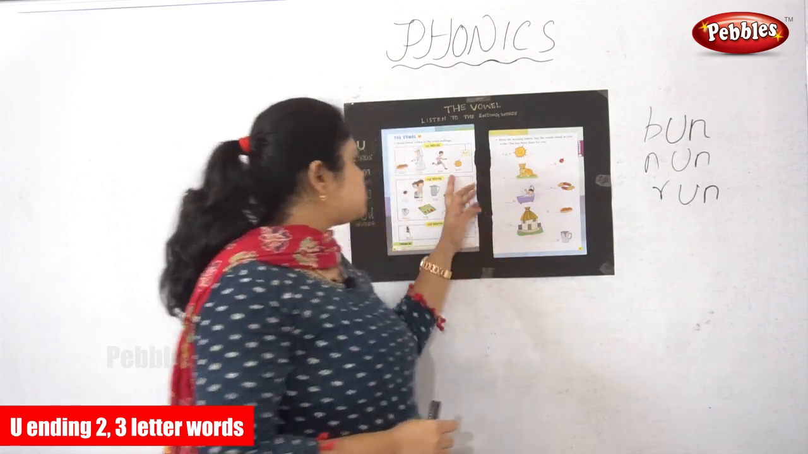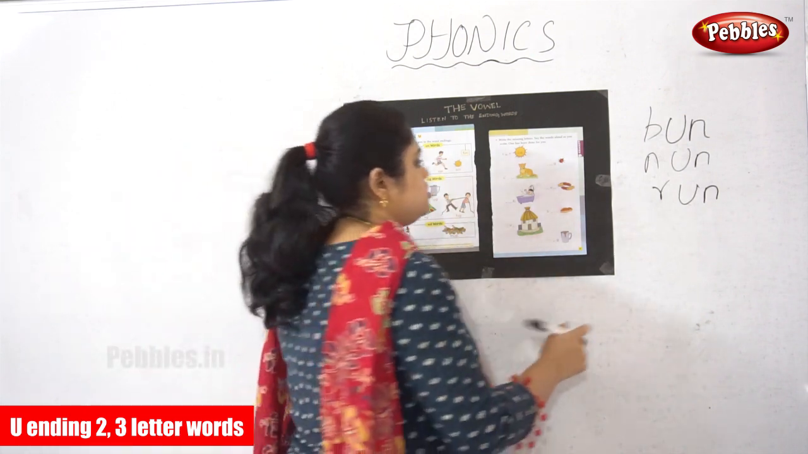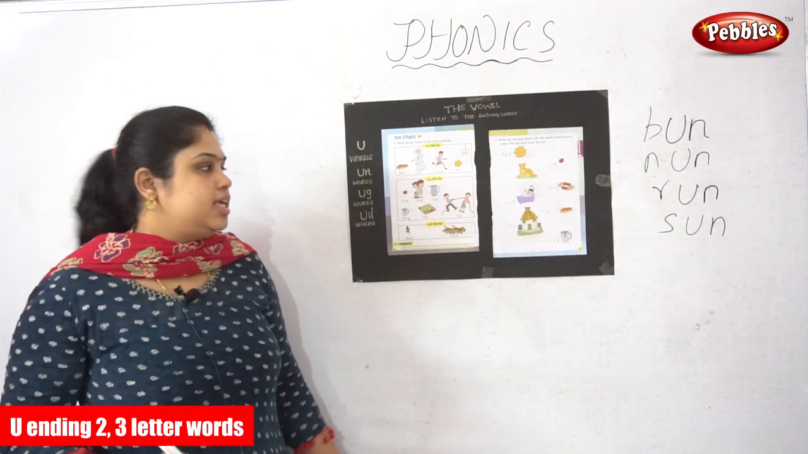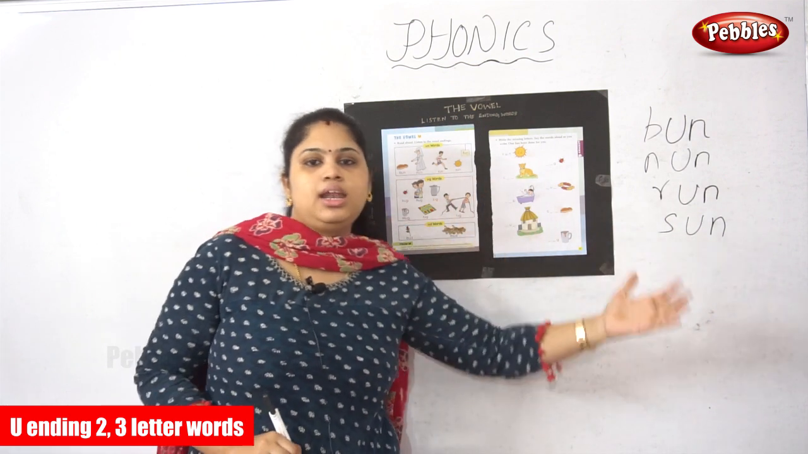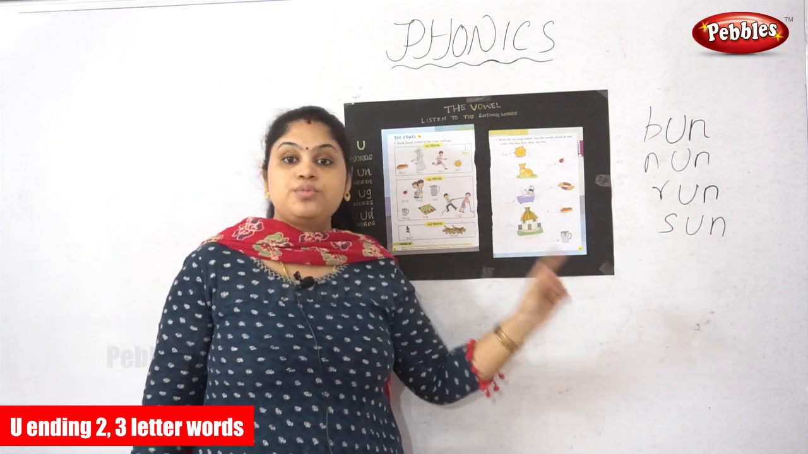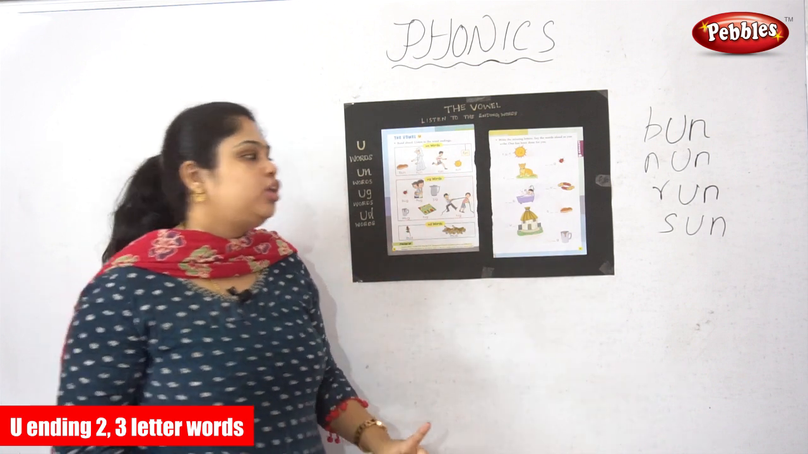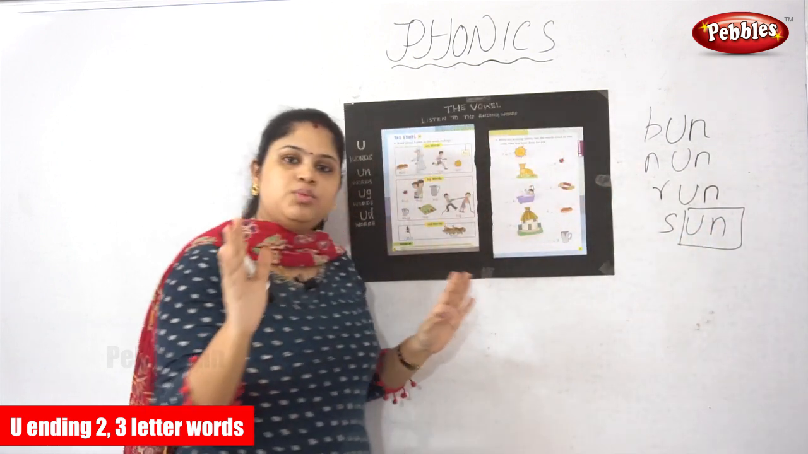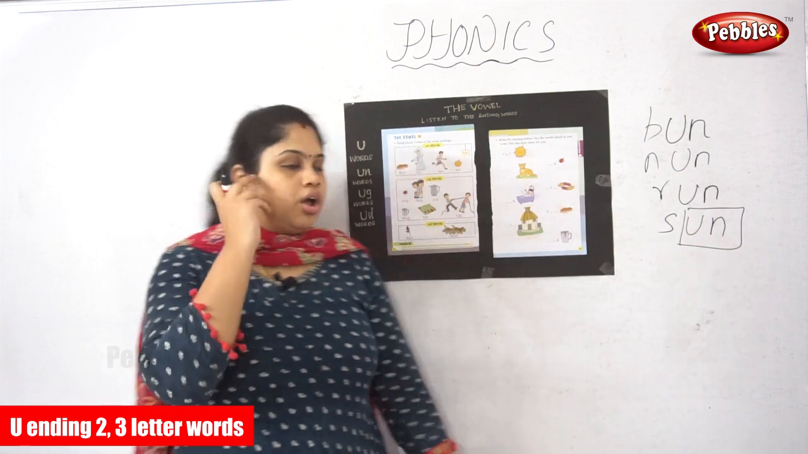Very good. So next word is ending in the un sound. The starting letter is S. Sun. Okay, S sounds sh, U sounds un, N sounds n. But when I am teaching two-letter endings, you should not separate the sounds, isn't it? So UN sounds un. Okay, sun, sun.